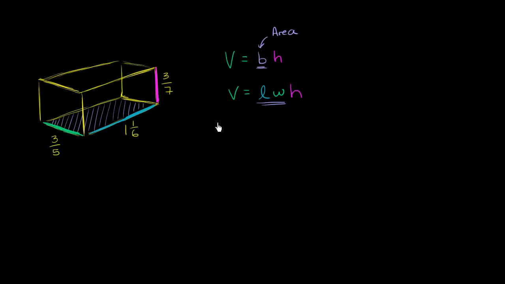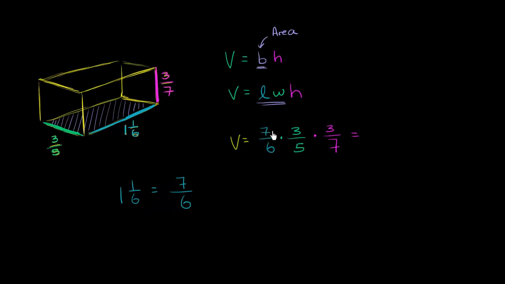So let's calculate it. The volume here is going to be, what's our length? Our length is 1 1/6 units. Now, when I multiply fractions, as I'm about to do, I don't like to multiply mixed numbers. I like to write them as improper fractions. So let me convert 1 1/6 to an improper fraction. 1 is the same thing as 6/6, plus 1 is 7/6. So this is going to be 7 over 6, that's my length, times 3/5, that's my width, times the height, which is 3/7.